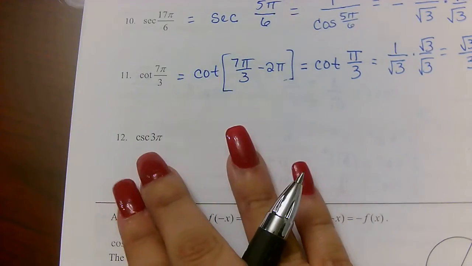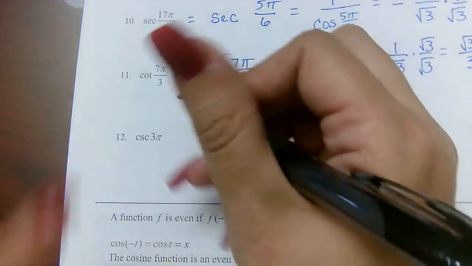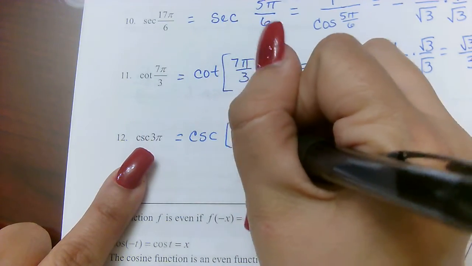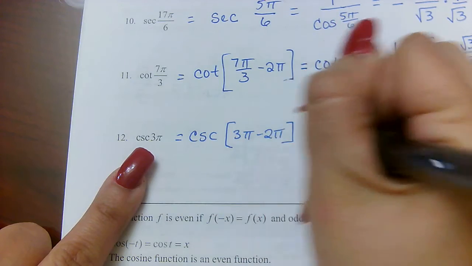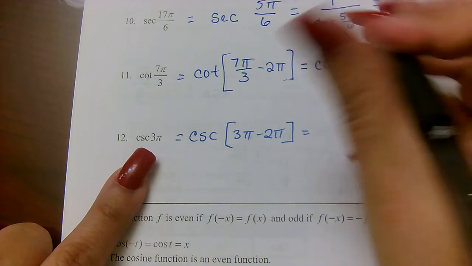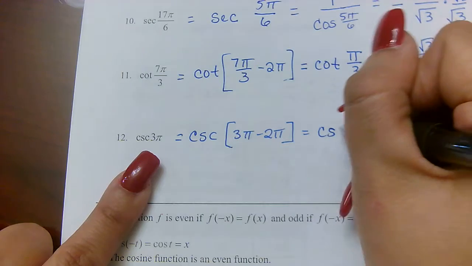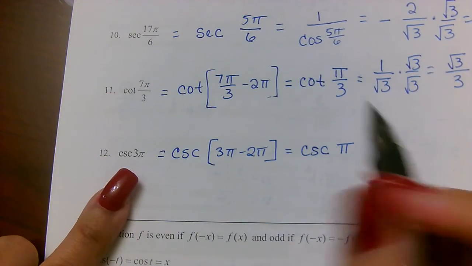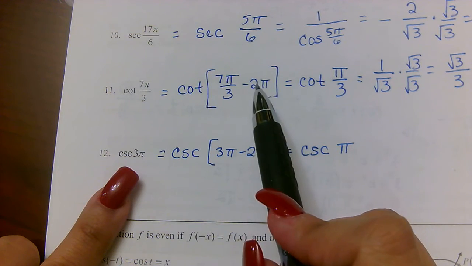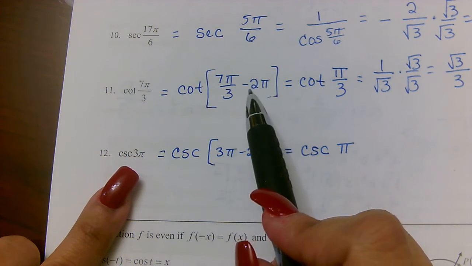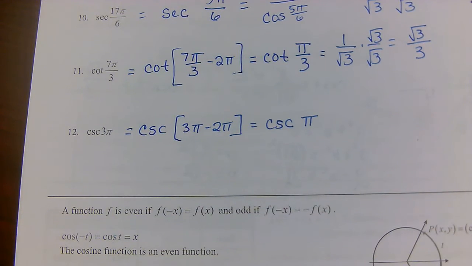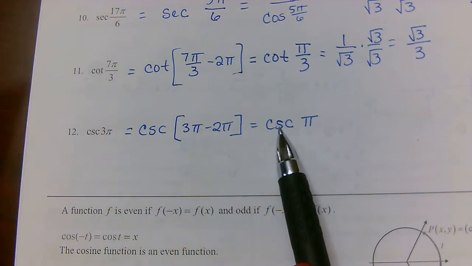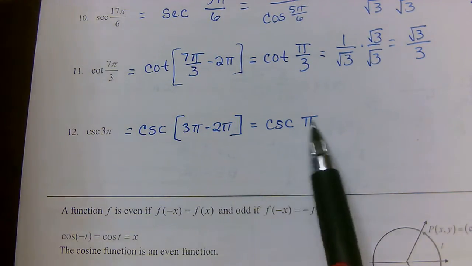Okay, next one is 3 pi. Obviously that's more than 2, so I'm going to subtract 3 pi minus 2 pi, and I'm going to use cosecant of pi. Another note I want you to notice, as I did use 2 pi, you don't have to use 2 pi, you can use the 1 pi. So either way you would have gotten the same answer. Okay, go back to this one. We have cosecant of pi.